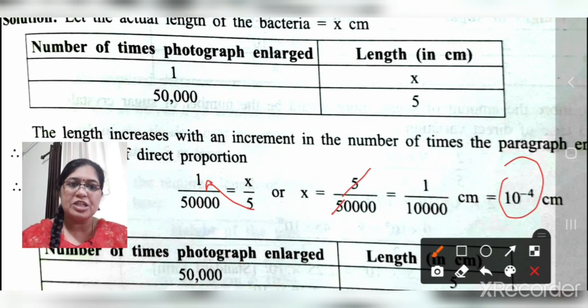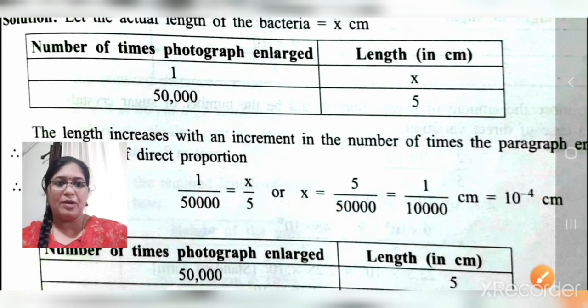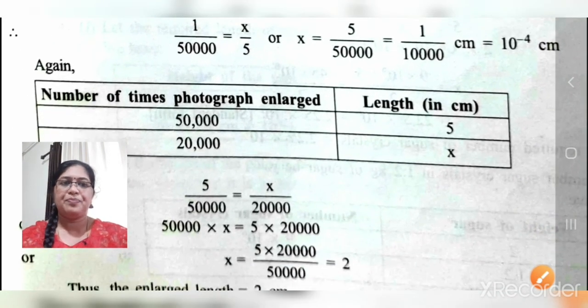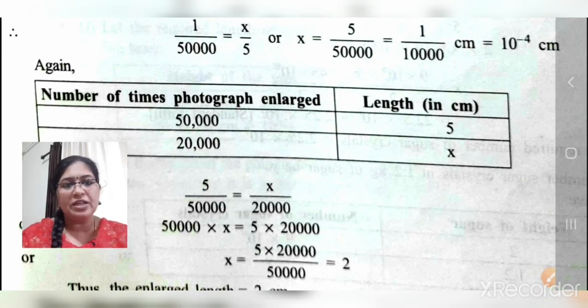Okay. So, if it is enlarged only 20,000 times, let us see how to do it. Let us draw the tabular column again like this. If it is 50,000 times, we wrote it as 5 centimeter. If it is 20,000 times, we don't know, so we have written x. It is direct proportion, so we are doing division.